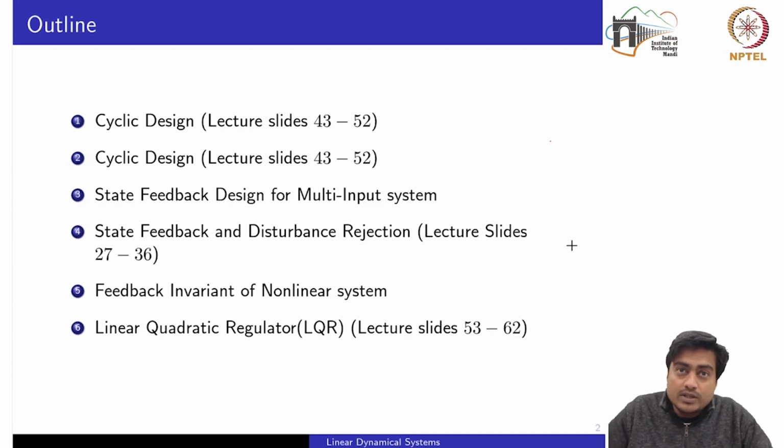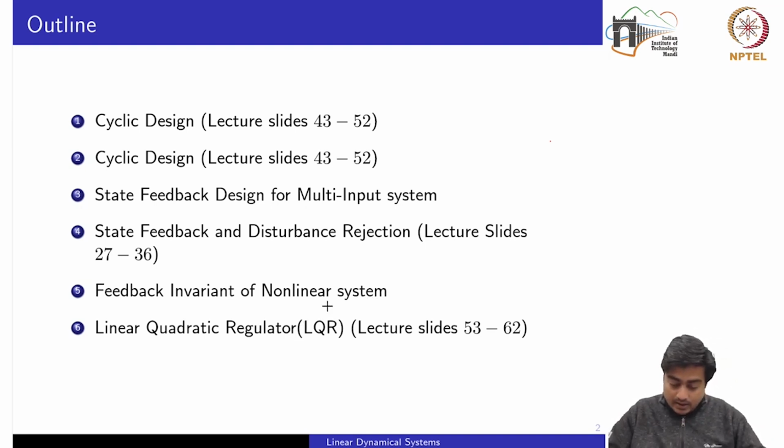So these are the questions which we would address in this tutorial. The first two questions deal with the cyclic design of the controllers. The third is the state feedback design for the multi-input systems. In tutorial part 1, we had seen mainly the state feedback design for single input systems. In this tutorial, we will also see the problem of state feedback and the disturbance rejection controller, which we have also defined as a robust controller. And we will also discuss the linear quadratic regulator problem in this tutorial.